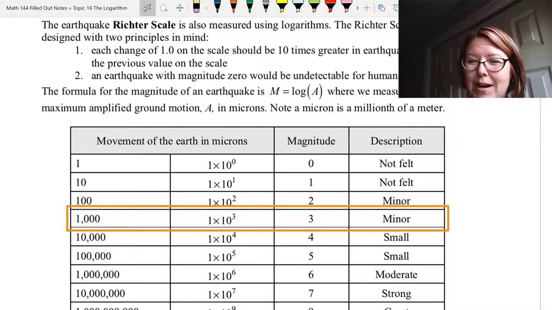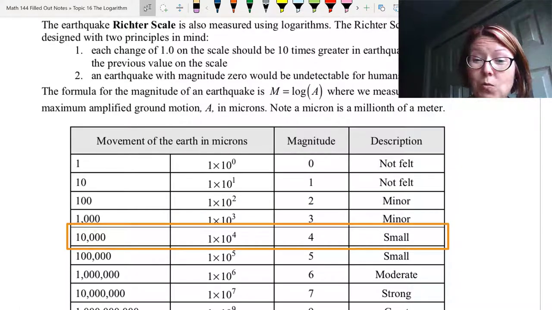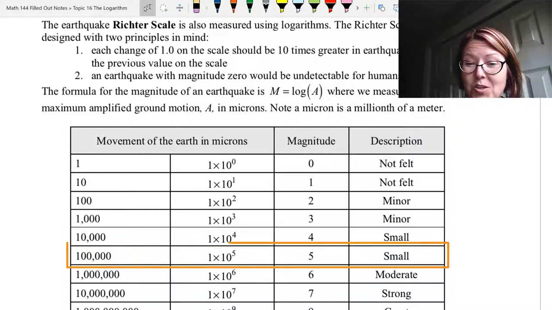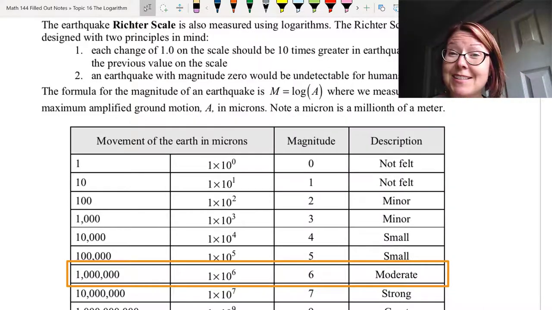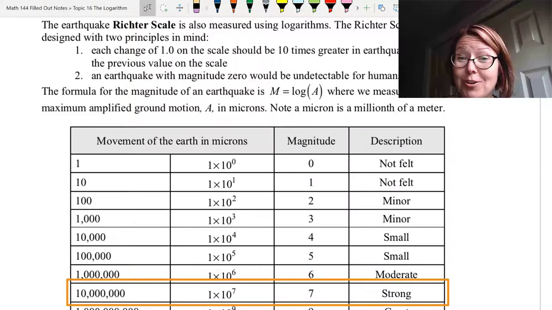earthquake, also minor. 10,000 microns, or 1 times 10 to the fourth, is a magnitude 4, which is a small earthquake. Also a small earthquake is 100,000, or 1 times 10 to the fifth, of magnitude 5. A moderate earthquake is from 1 million microns of movement, or 1 times 10 to the 6th. That's a magnitude 6. A strong earthquake is 10 million microns of movement, 1 times 10 to the 7th, and that's a magnitude 7 earthquake.